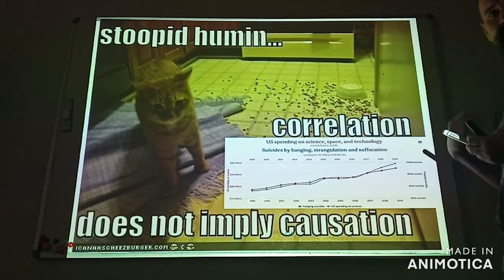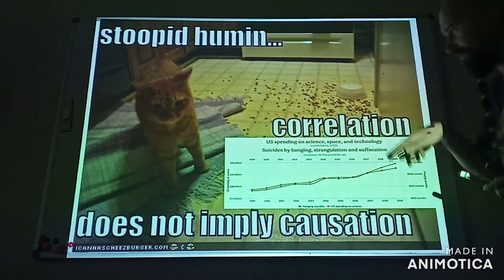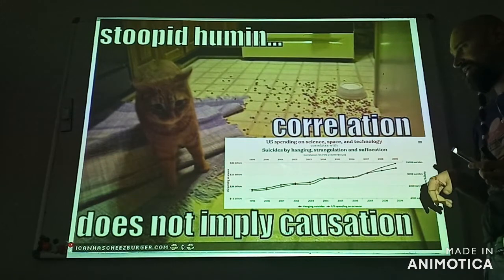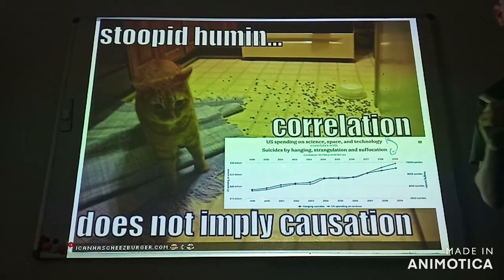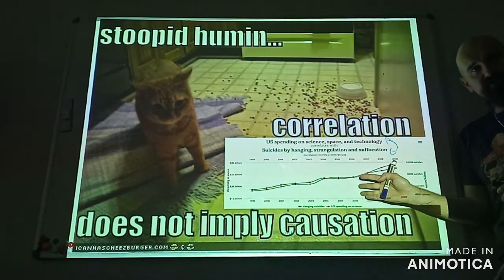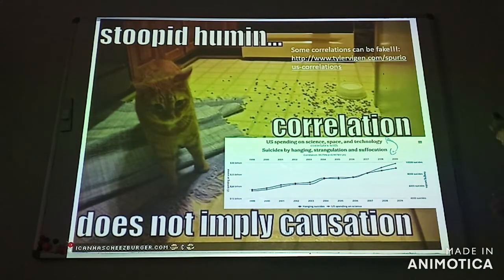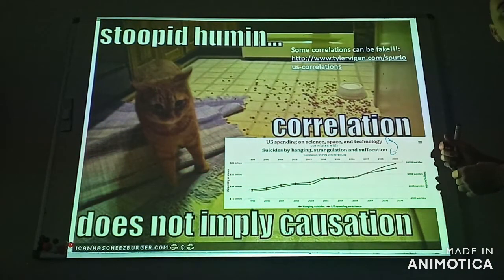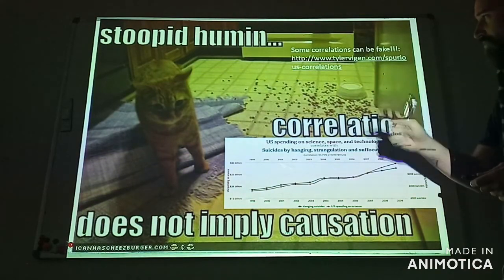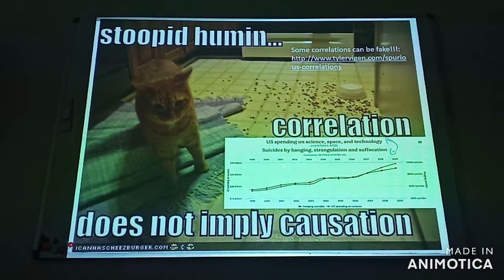In my opinion, we didn't capture an important factor that has an influence on US spending on science or suicides by hanging, strangulation, suffocation. But actually there is no real connection between the variables. This phenomenon is called spurious correlation, and you can find some more examples here. As you can see, this little kitty is taking advantage of that phenomenon. But I'm sure that this little kitty is a cause of spilled feed.